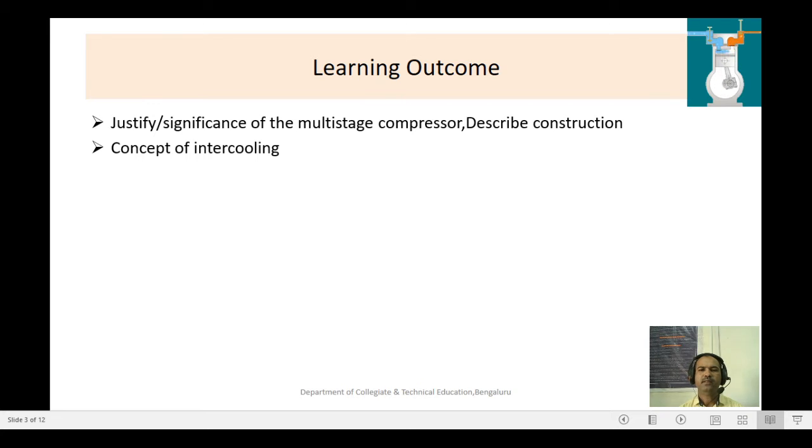Basically this reciprocating air compressor works on the principle of pressure difference. It works on two strokes: one is the suction stroke and the other is the delivery stroke. So what happens in the suction stroke? In the suction stroke, the piston moves from top to bottom, the inlet valve opens and the outlet valve is closed.